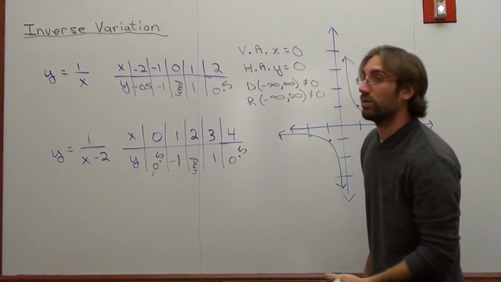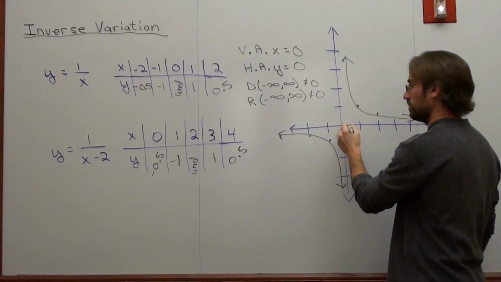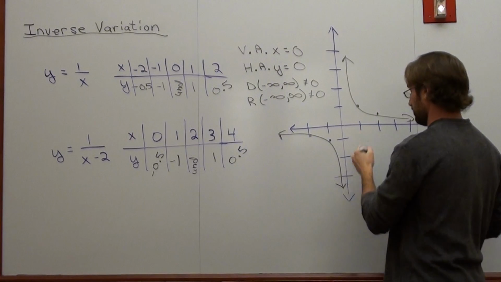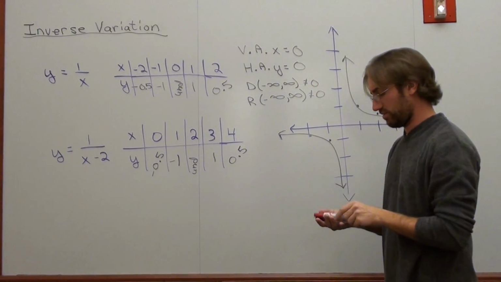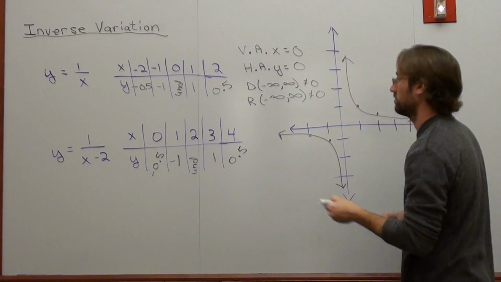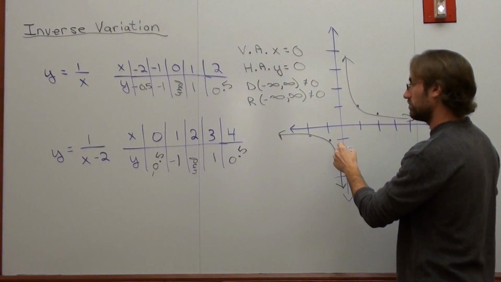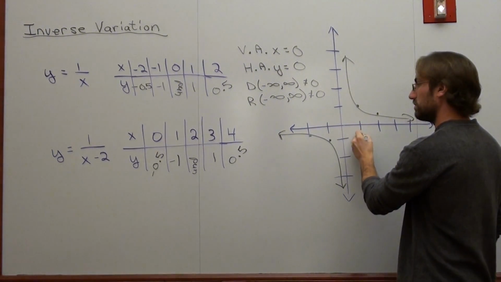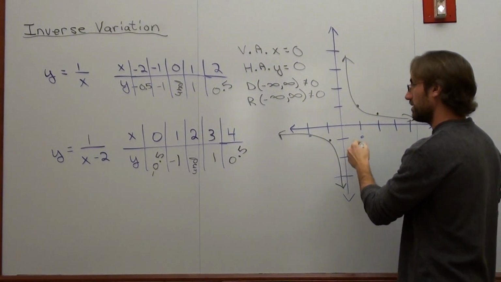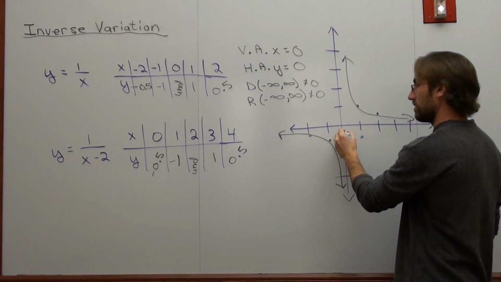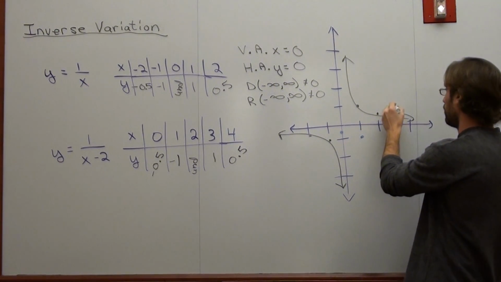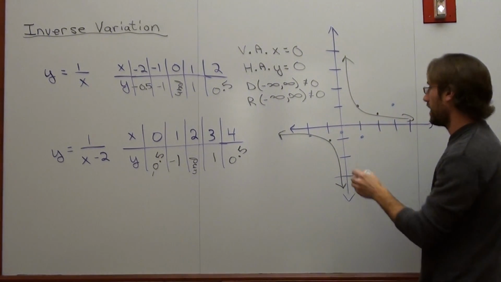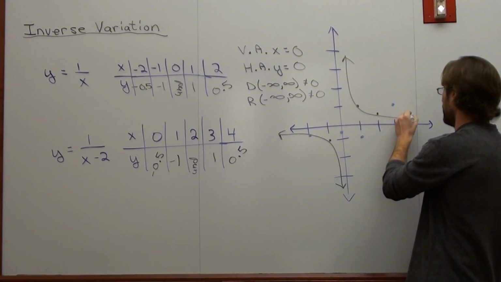I go ahead and do that one really quickly. I should probably do that in a different color. I will do that in blue. 1, -1, 2 undefined, 0, -0.5, 3, 1, and 4, 0.5.